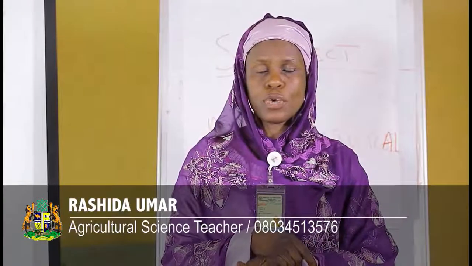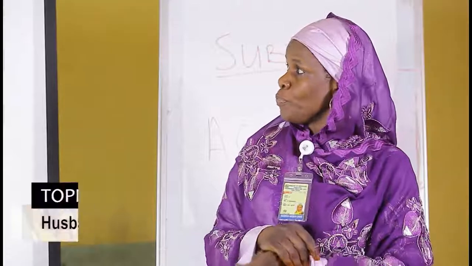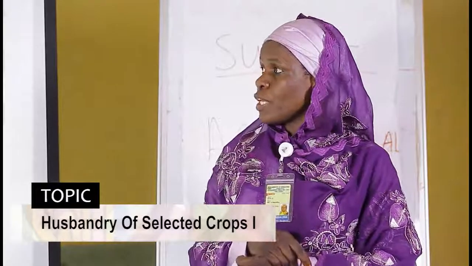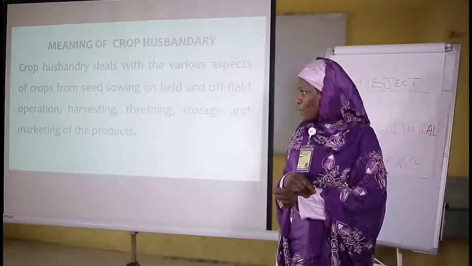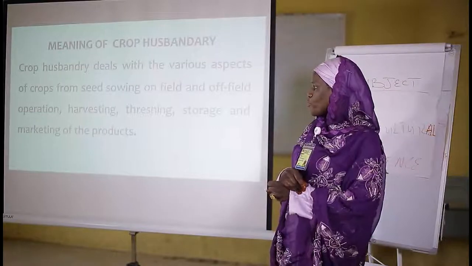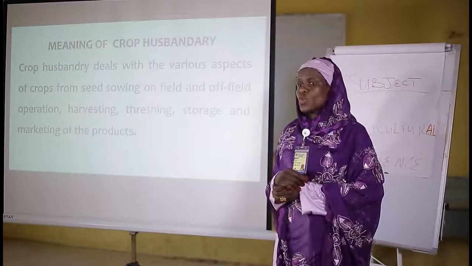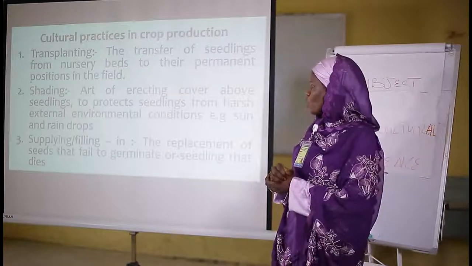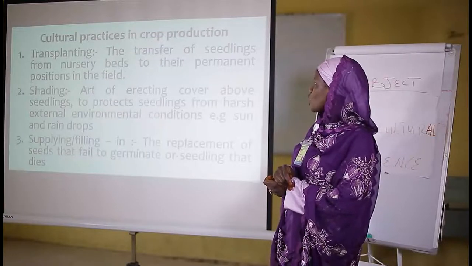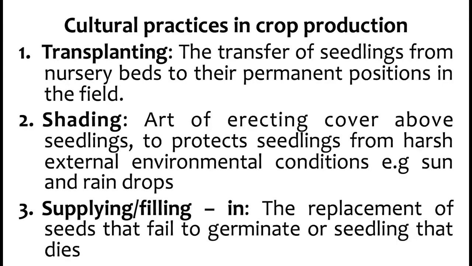Students, in summary, we have come to the end of this lesson. We have seen the meaning of crop husbandry, which deals with various aspects of crops, from seed sowing on the fields and off-field operations, harvesting, threshing, storage, and marketing of the product. We moved forward and talked about cultural practices in crop production, which include transplanting, that is the transfer of seedlings from nursery beds to their permanent position in the field. We also talked about shading, which is the act of erecting cover above seedlings to protect them from harsh external environmental conditions such as the sun and rainfall.